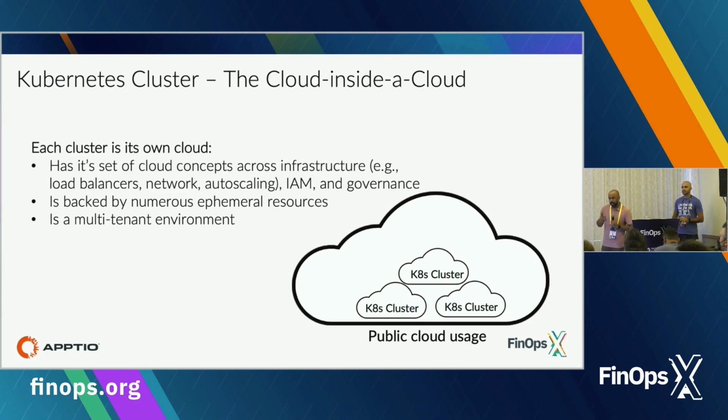So when we look at a Kubernetes cluster running on public cloud, we can think of it as a cloud inside a cloud. Each cluster has its own unique set of cloud concepts across areas like infrastructure, identity access management, and governance. These clusters are backed by numerous ephemeral resources. Also worth remembering is that these are multi-tenant entities, so you have multiple applications and teams consuming the underlying resources.